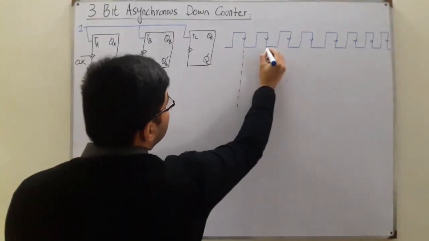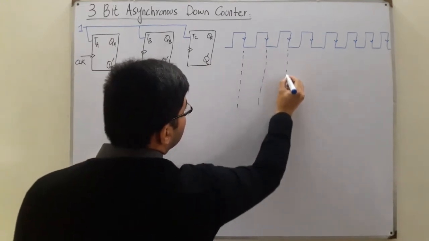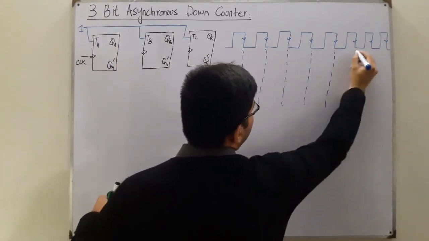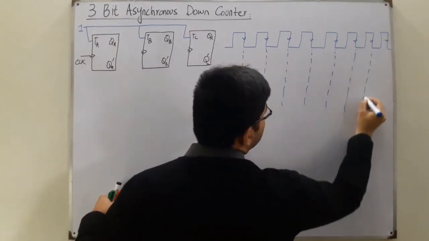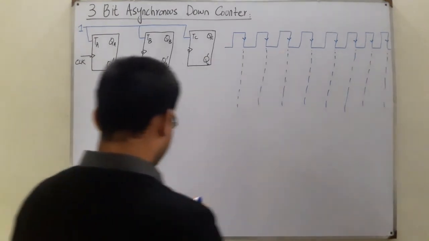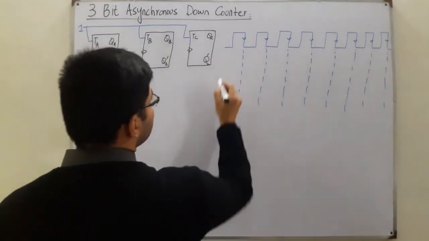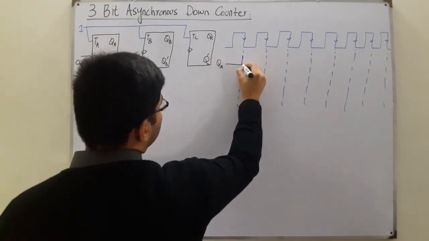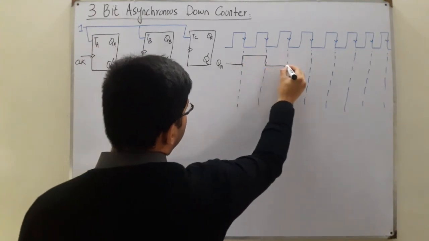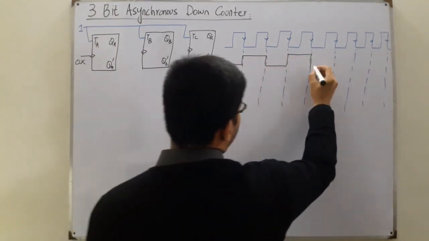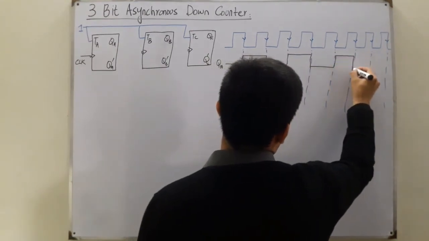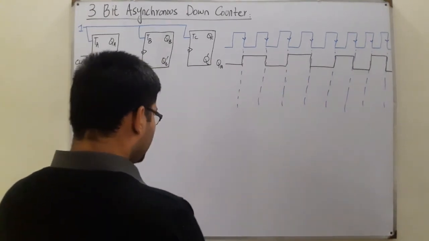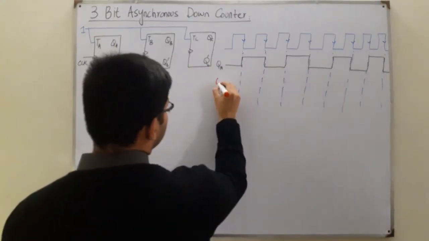Let me first draw for the up counter. Initially, let's say this is QA. It toggles on negative edges. Now the QB will toggle on the QA's negative edges.